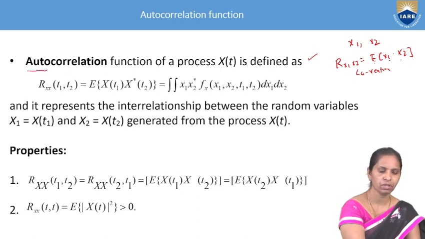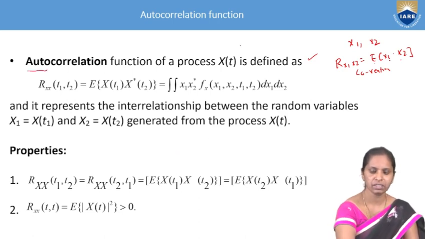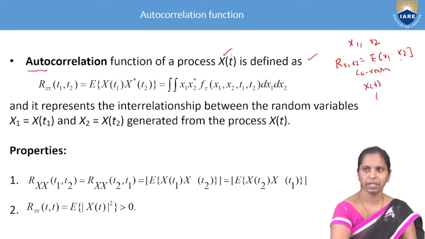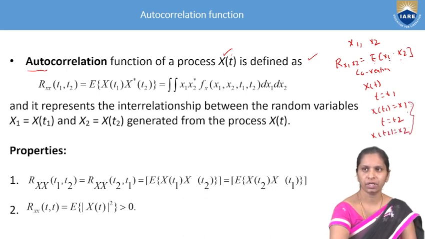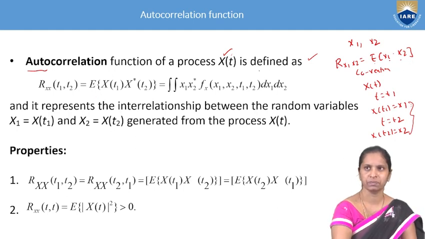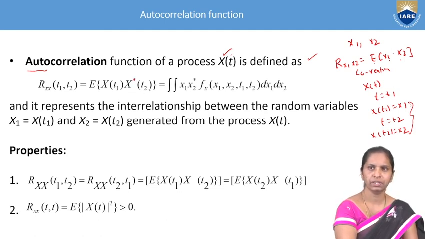And what is autocorrelation? It means I'll take the same random process x of t, and I'm taking two instances. At t equals t1, the random process is the random variable x1. At t equals t2, the random process is the random variable x2. And the correlation of these two random variables is called the autocorrelation of a random process x of t. So how is it defined? Here E of x1 into x2, where x1 is x of t1 and x2 is x of t2.